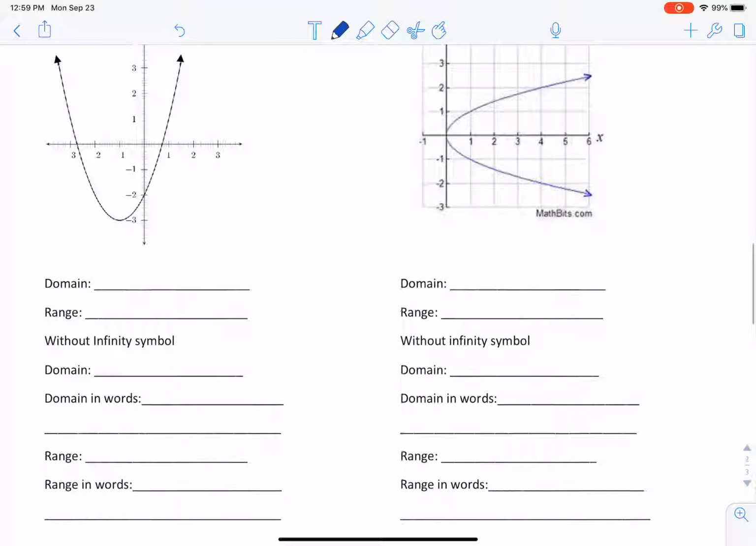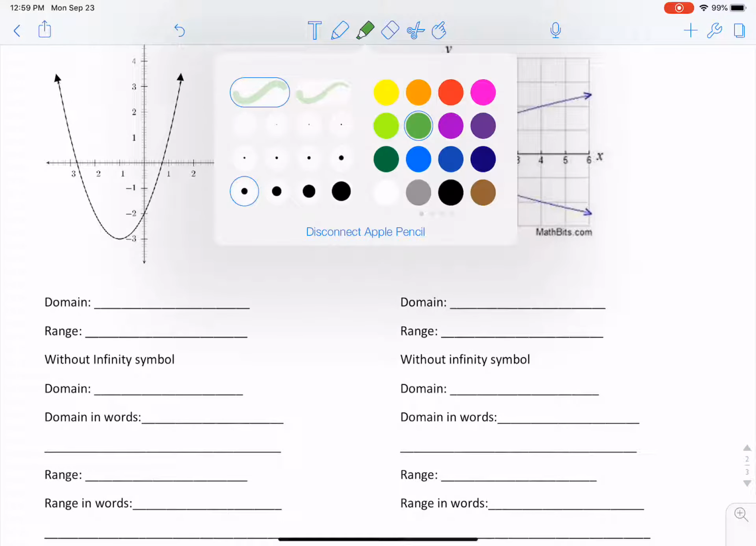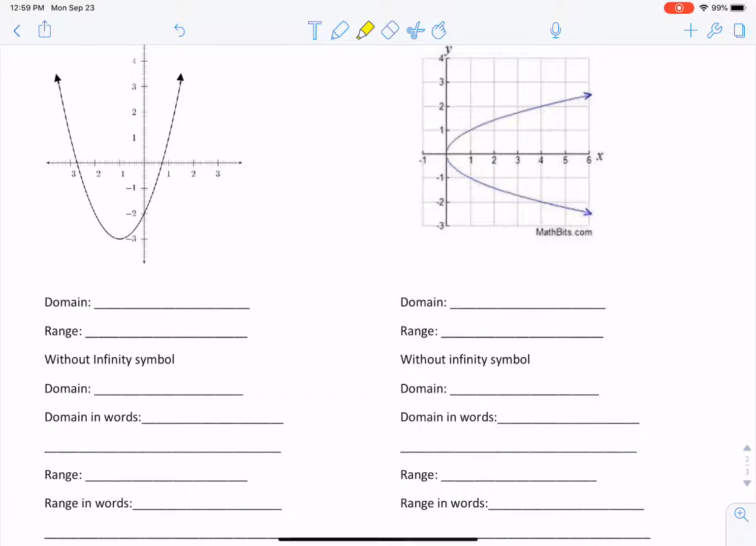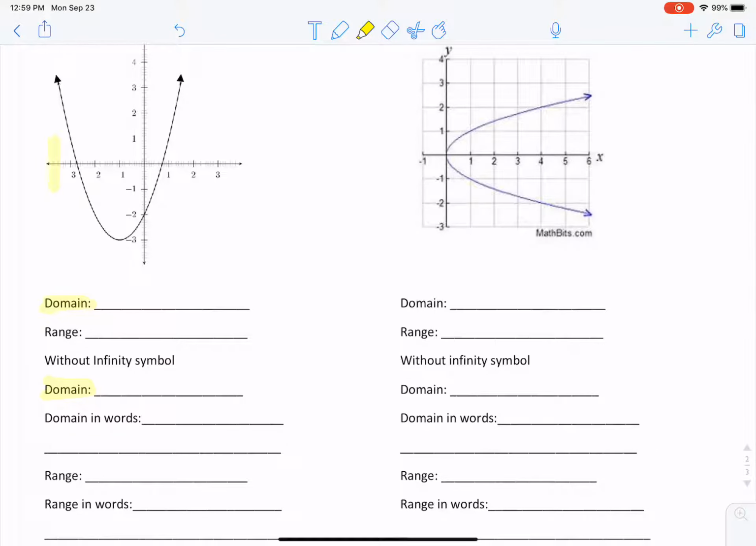This next one, the domain. If I take my X colored highlighter for the domain, my X's look like they stop here on the left, but this arrow means it's going to continue going left. And it looks like it stops here on the right, but the arrow means it's going to keep going right. So my domain is all of the X values between negative infinity on the left and positive infinity on the right. Without the symbol, I can just write the double bar R, and I say that my domain is all real numbers. No stopping points.